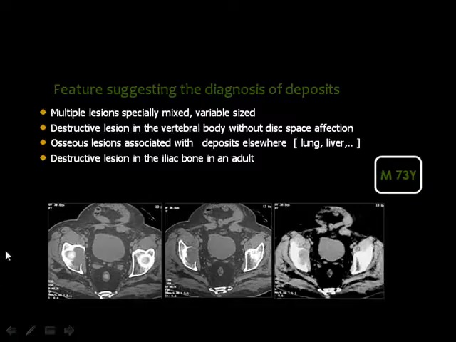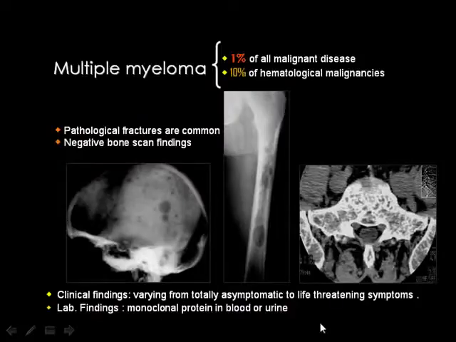Then what is the policy if you diagnose metastatic deposit in the spine? Don't perform bone scan or CT scan, but go directly for the biopsy to know the primary site of the lesion. Then if you see osseous lesions associated with deposits elsewhere, like deposits in the lung or the liver, or if you see a destructive lesion in the iliac bone in an adult, like this male, 73 years old, with a destructive lesion in the right iliac bone, which has been proved by biopsy to be metastatic deposit.